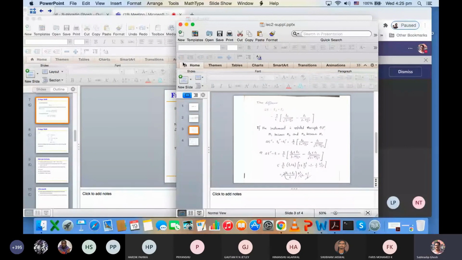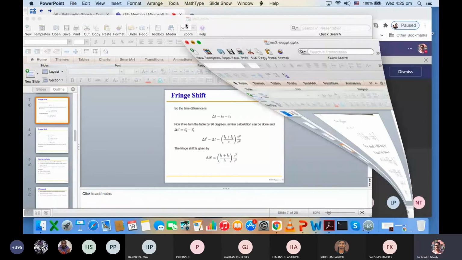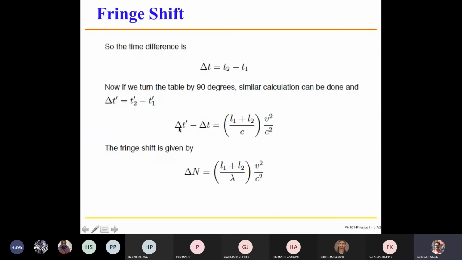So that's what I have written at the end. So delta t prime minus delta t is this. Now, what is the consequence of that? Are you getting the point that this delta t prime is not equal to delta t because of the fact that this rotation has changed the phase relationship between the two waves, and that is why the time lag also changes.